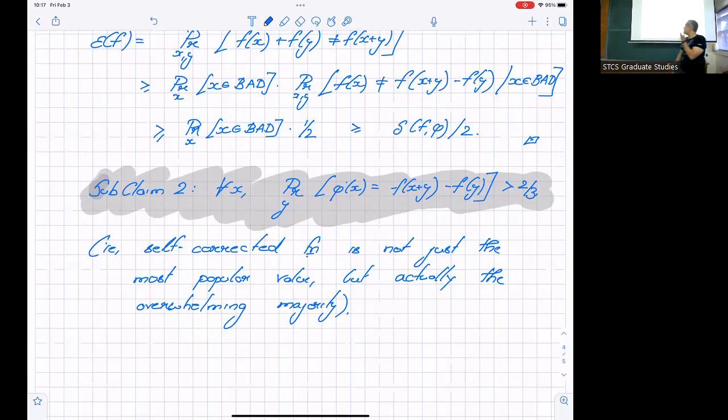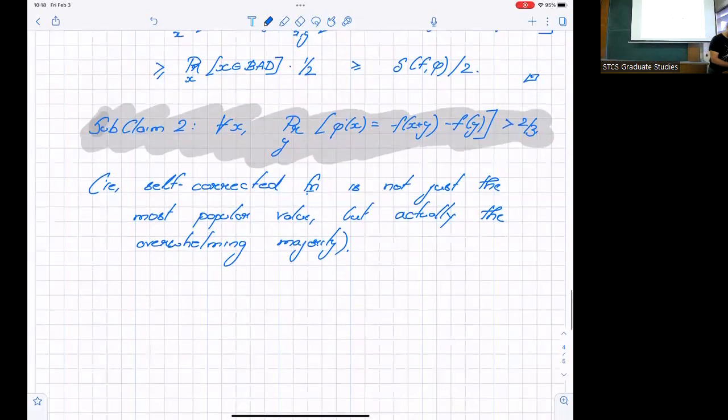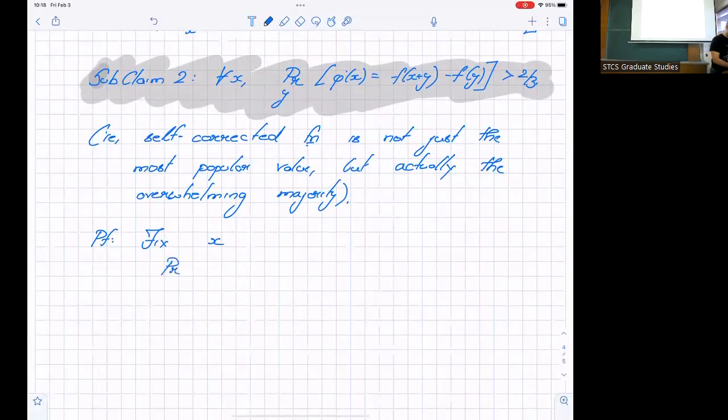So basically what we will show is, let's fix a y. So let's look at the proof of this. This is standard. Fix any x, the x that we want. And let's pick two random y's and ask what's the probability that both these y's, y1 and y2, give the same vote for this particular x. That is, I'm asking what is the probability over y1, y2 that f of x plus y1 minus f of y1 equals f of x plus y2 minus f of y2.